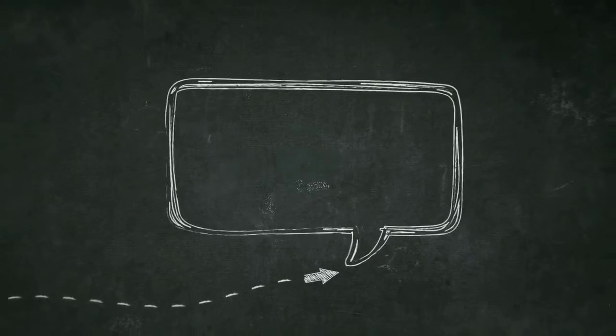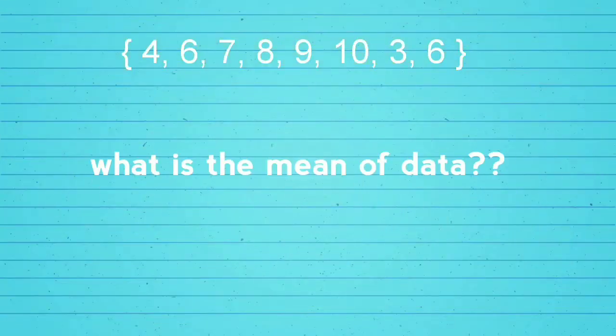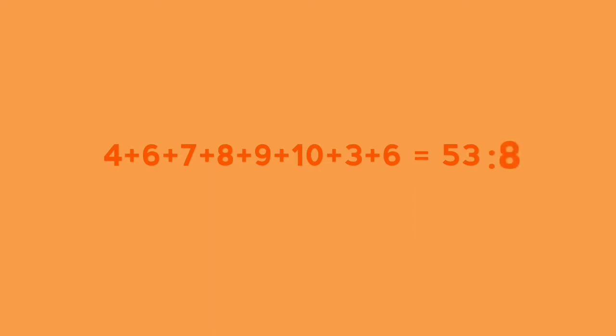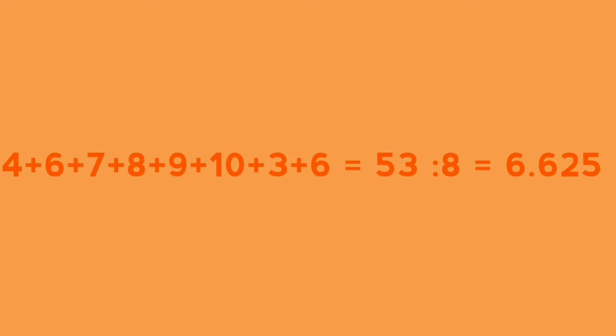And let's see another example. You have a simple dataset like that, and what is the mean of the data? First, you add up all the numbers: 4 plus 6 plus 7 plus 8 plus 9 plus 10 plus 3 plus 6. You get a total of 53 and you divide it by the number of data items. So 53 divided by 8 equals 6.625. So the mean is 6.625.